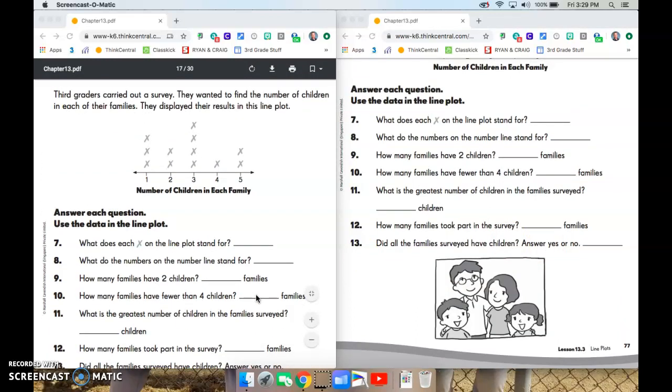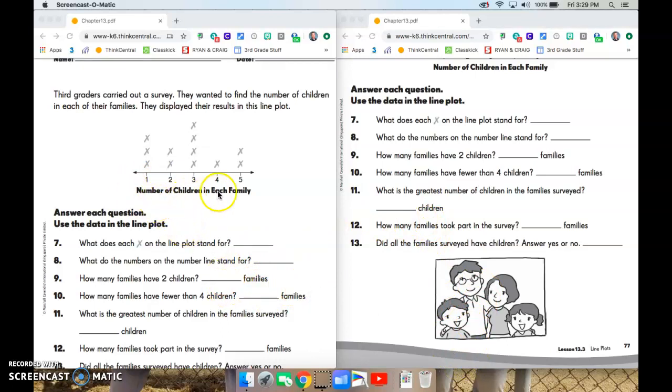All right, third graders carried out a survey. They wanted to find the number of children in each of their families. They displayed their results in this line plot. Answer each question, use the data in the line plot. Number of children in each family. So this family has 1 child in it, and there are 1, 2, 3 people, just so that makes sense.